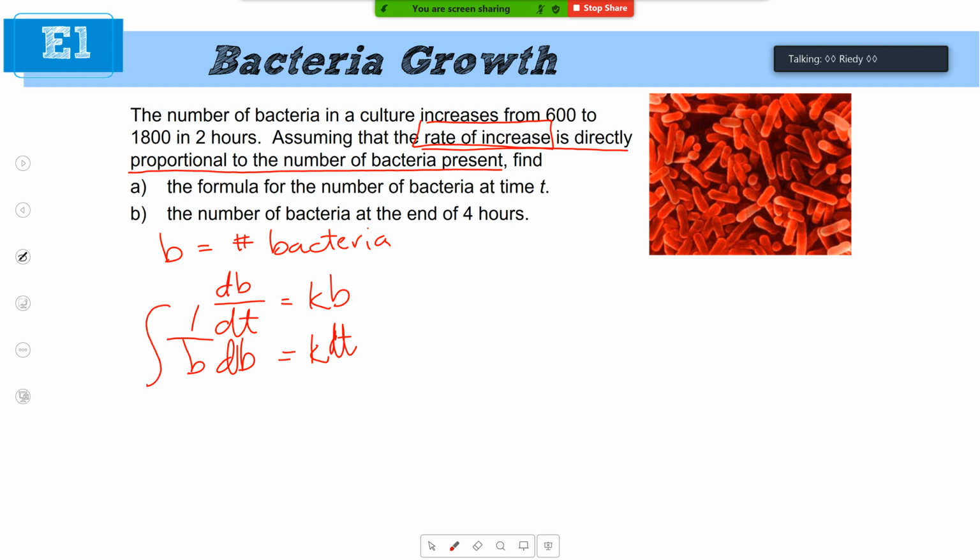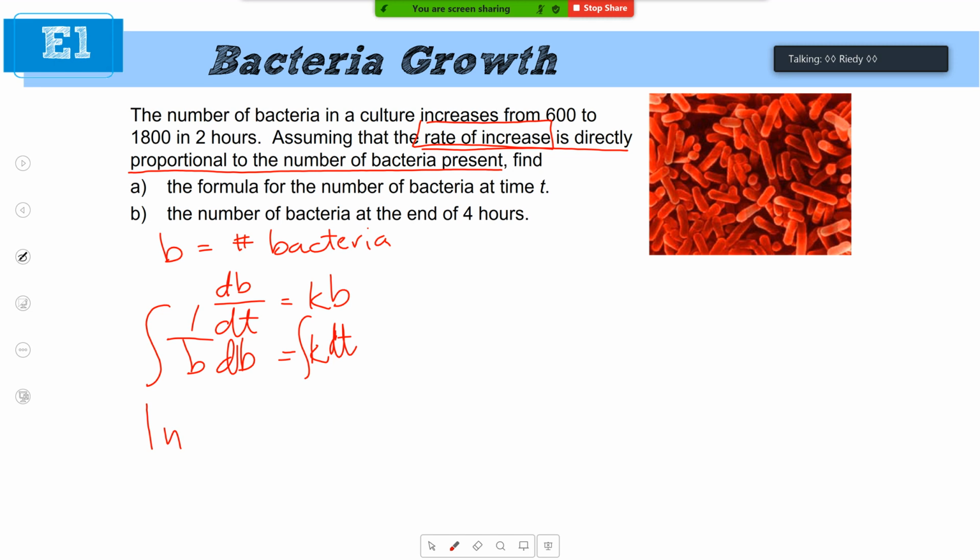1 over B dB is equal to K dt. Take the integral of both sides because I want to get rid of the differentials. So here's where you have to be careful. What's your variable on each side of the equation? Okay, so let's deal with the left-hand side first. That's easy. What's the antiderivative of 1 over B? Natural log of B. Technically speaking, it's the natural log of the absolute value of B.